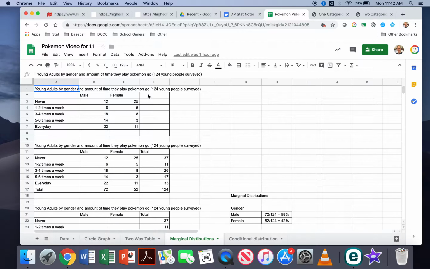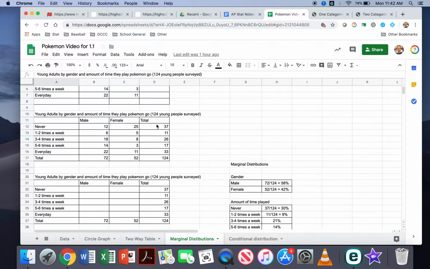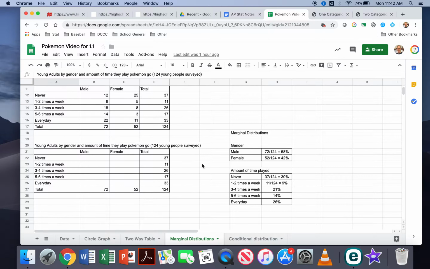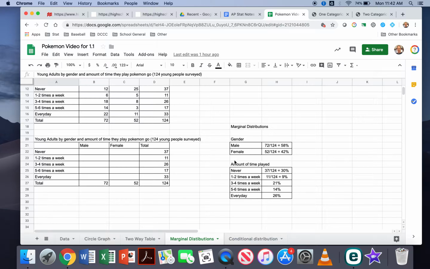So if I go through and I look at, I'm talking about this data out here, and I just do 37 out of 124, 11 out of, and go all the way down, and then go across this way for gender. So here they are here, my gender and the amount of time played.